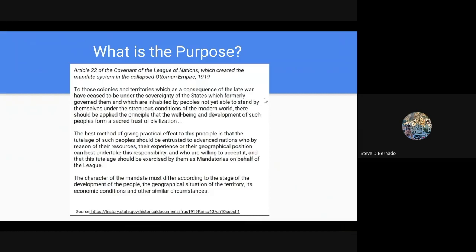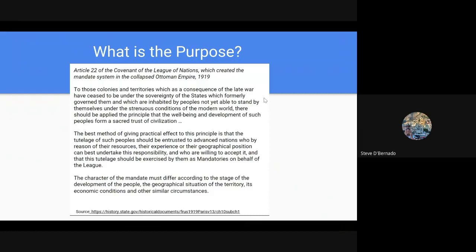The best method of giving practical effect to this principle is that the tutelage of such peoples should be entrusted to advanced nations who, by reason of their resources, their experience, or their geographical position, can best undertake this responsibility, and who are willing to accept it, and that this tutelage should be exercised by them as mandatories on behalf of the League.